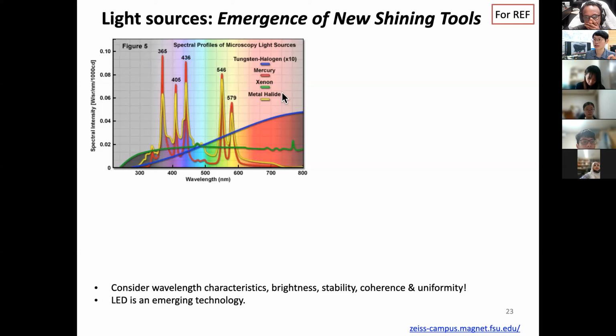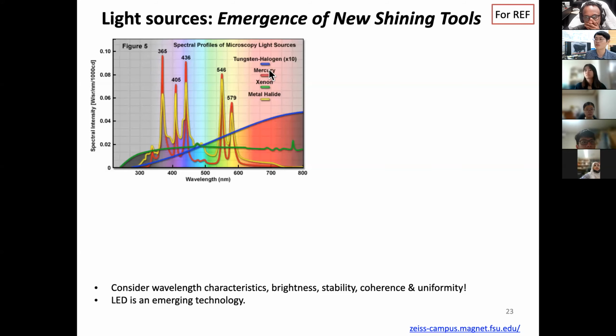And interestingly, metal halide also provides a spectrum very similar to the mercury arc lamp, but it doesn't have mercury, which is a heavy metal. Once it's broken by accident, it's bad. The gas is bad for you to inhale. So that's why we are replacing this.